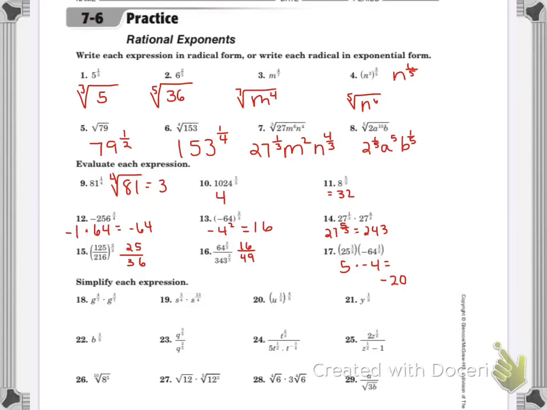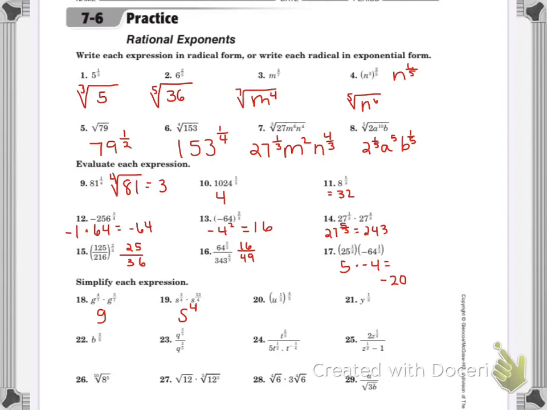But if I have a problem like number 18, again, I'm multiplying. We're going to add those exponents. I'd end up with 7/7, which is 1. So I would get g to the first on that. Number 19, if I were to add those, it looks like it would be 16/4, and 16 divided by 4 is 4. So don't forget your base, but that would be s to the 4th.